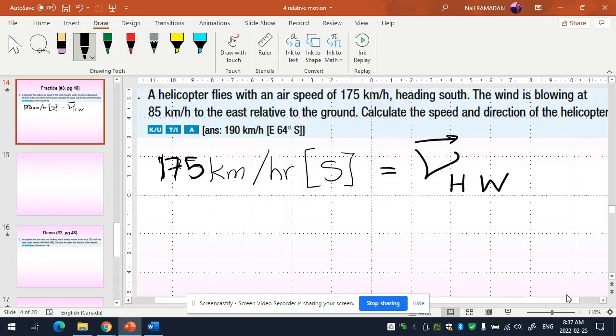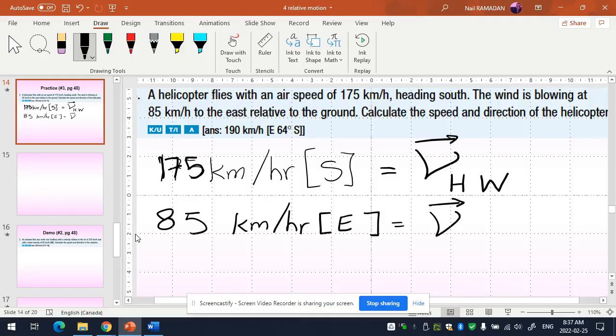What's the other velocity? 85 kilometers per hour. In which direction? East. This is the velocity of what relative to what? This is the velocity of the wind, according to someone on the ground. Perfect. So W G, W G.